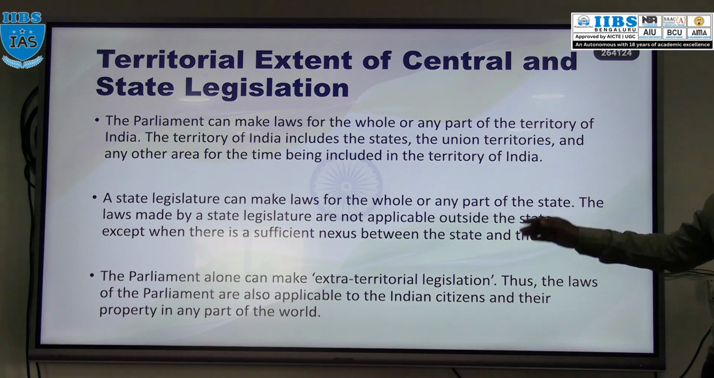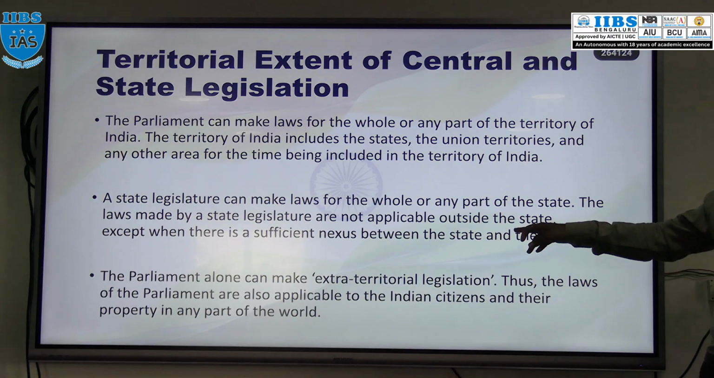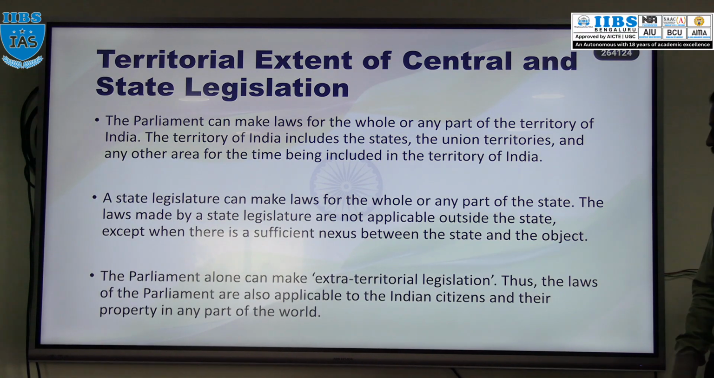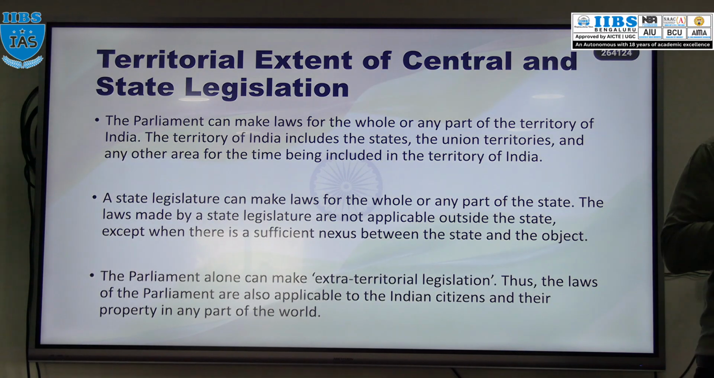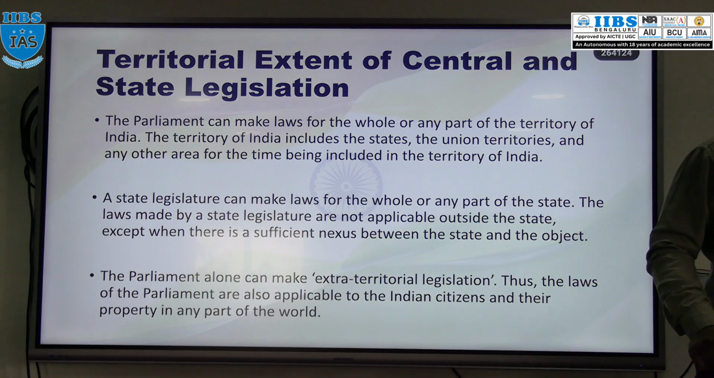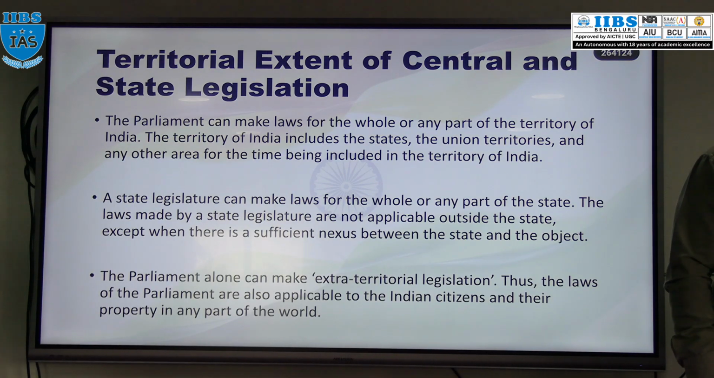And parliament has extraterritorial legislation power. So what is that extraterritorial legislation power? The law which is made by the parliament is applicable to a particular individual in India, plus that individual's property abroad also. That power the state legislature does not have. Our state legislature does not have that extraterritorial power which parliament has.